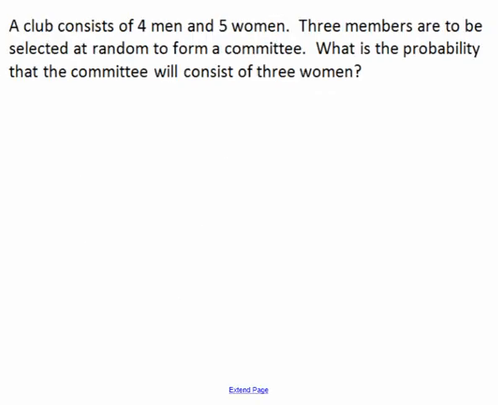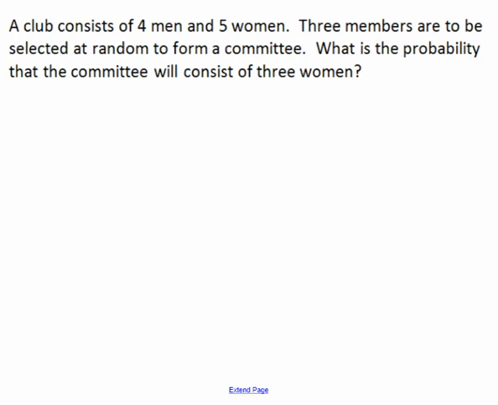A club consists of 4 men and 5 women. We're going to pick 3 members to form a committee. What's the probability that the committee is going to consist of 3 women? Okay, so we're going to pick them at random. It's like throwing all the names in a hat, and we draw out, and we end up with 3 women.